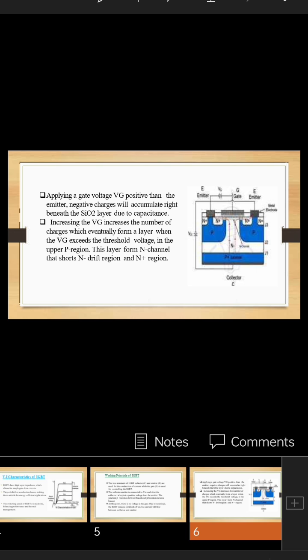Applying a positive gate voltage VG, the negative charges will accumulate right beneath the SiO2 layer due to capacitance. Increasing the VG increases the number of charges, which eventually form a layer when the VG exceeds the threshold voltage in the upper P region. This layer forms an N channel that shorts the N drift region and N plus region.